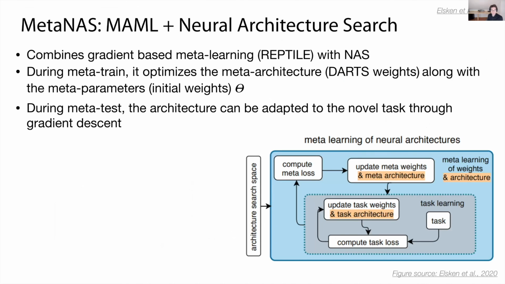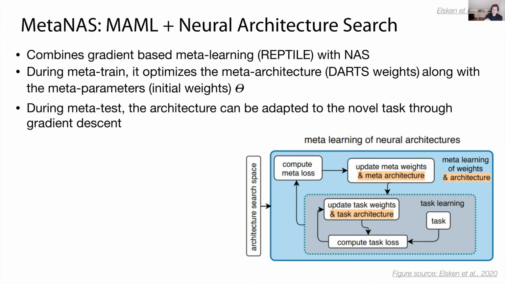And finally, MetaNAS. This is a nice method that combines MAML with neural architecture search. And in actuality, it combines Reptile with DARTS. So remember Reptile from a previous part of this tutorial. There we use gradient-based meta-learning to learn a good initialization for a network. And remember that DARTS wants to learn these connection weights alpha, right? And so you can train both of them at the same time.